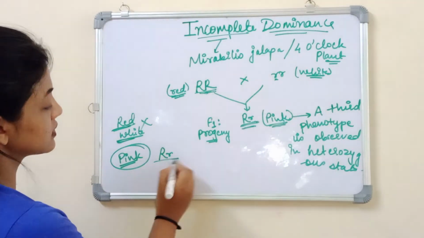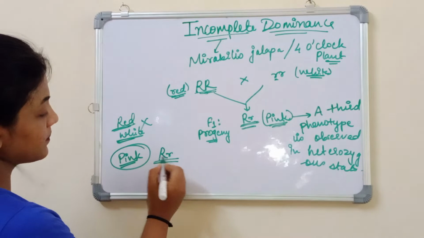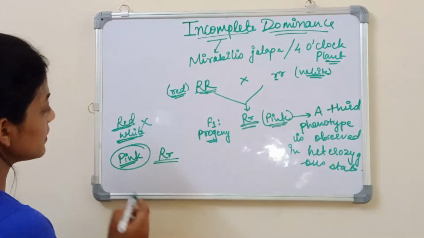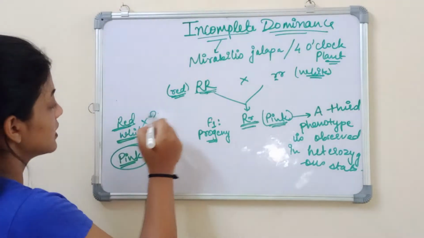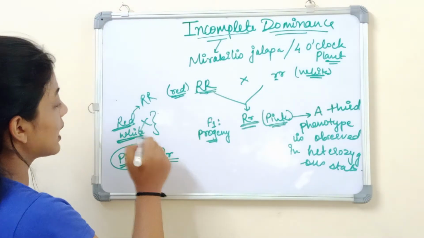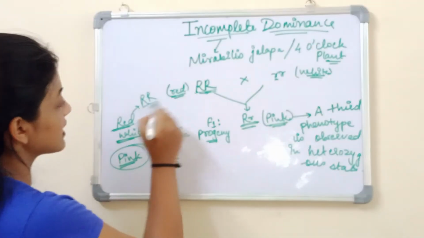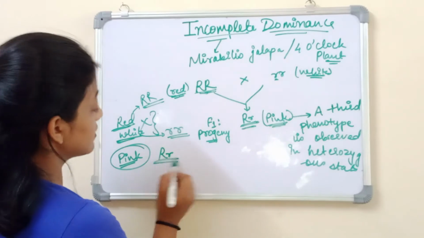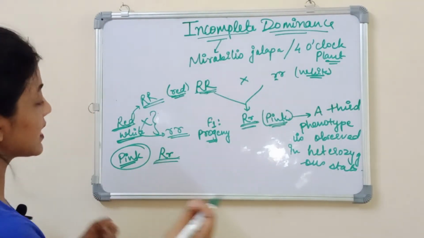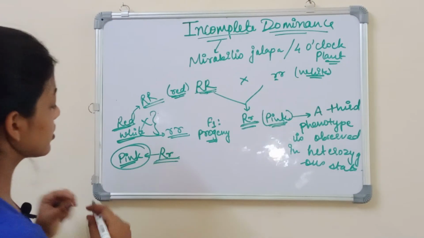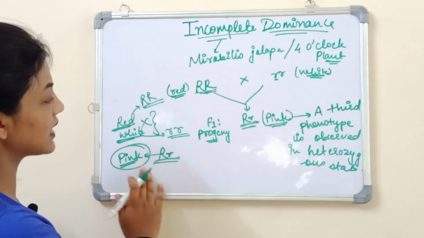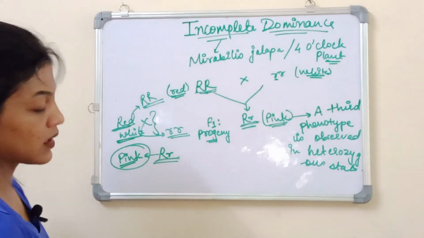What is heterozygous? One capital R and one small r, right? These were homozygous. The red was like this and the white was like this. This is the homozygous state. But when it is in the heterozygous state, a third phenotype is observed, that is pink.